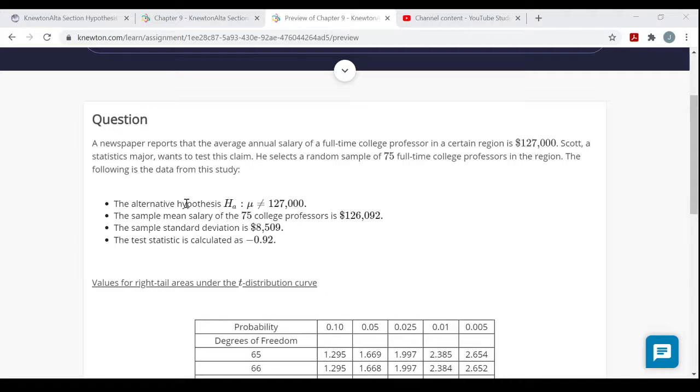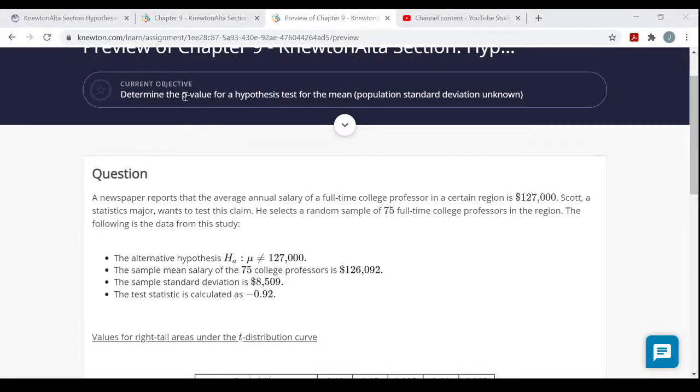So remember, the null hypothesis would be that the mean is $127,000. That's the claim, right? Then the alternative hypothesis here is the opposite of that, that the mean is not $127,000. And if you remember, when the parameter is not equal to some value in the alternative hypothesis, then this is a two-tailed test. And if it's a two-tailed test, remember the p-value for a test statistic is going to be either the area to the left doubled or the area to the right doubled.